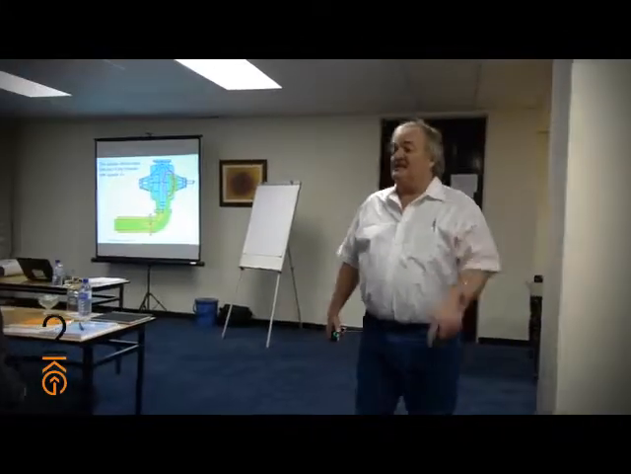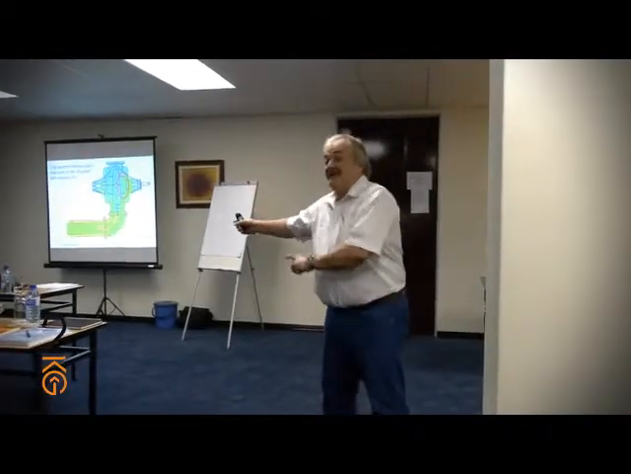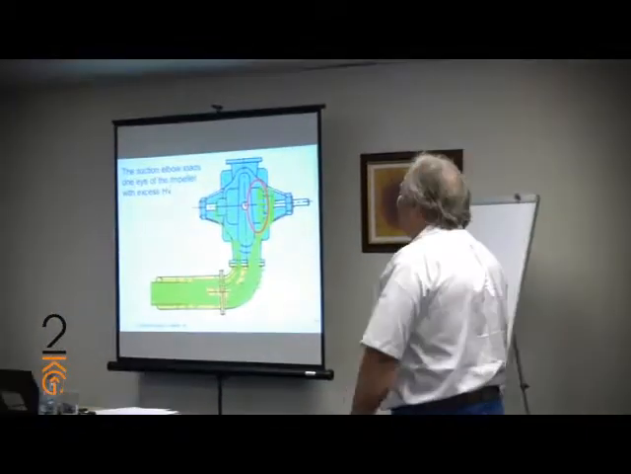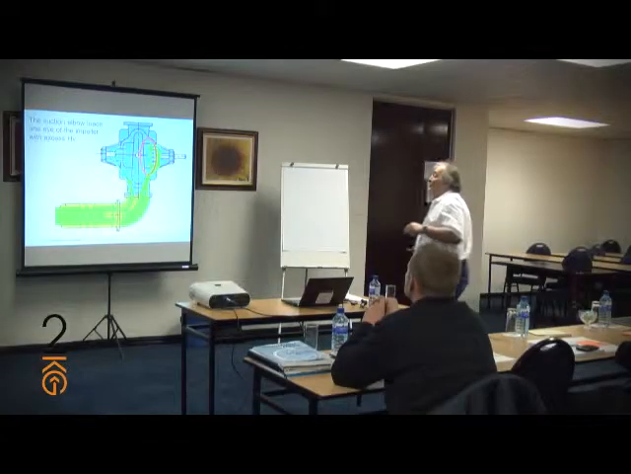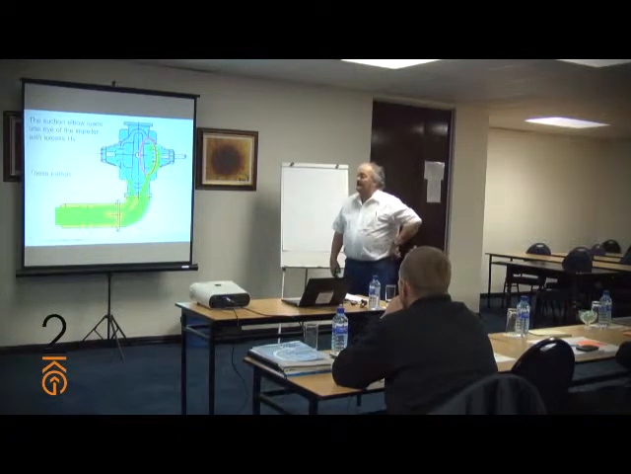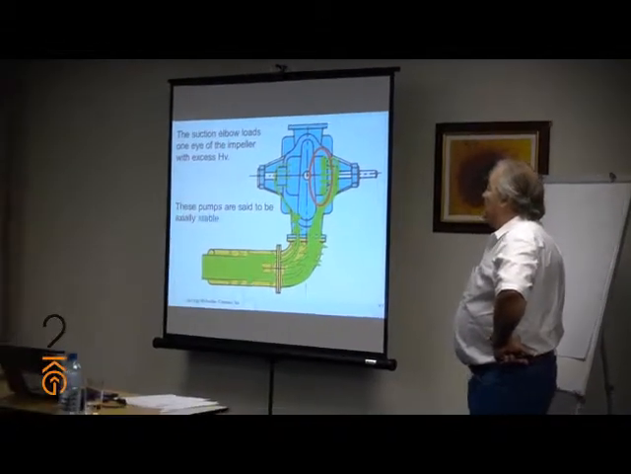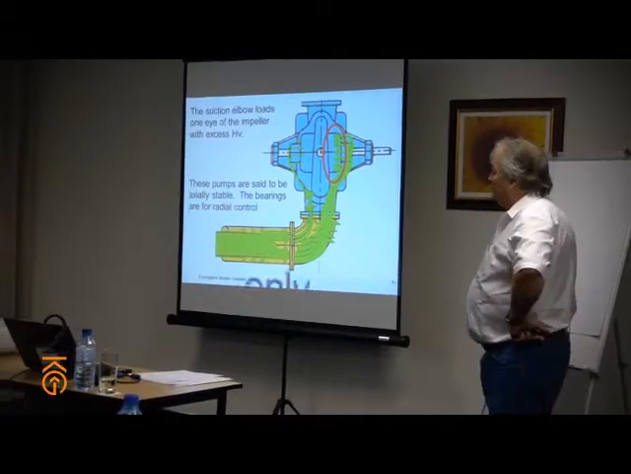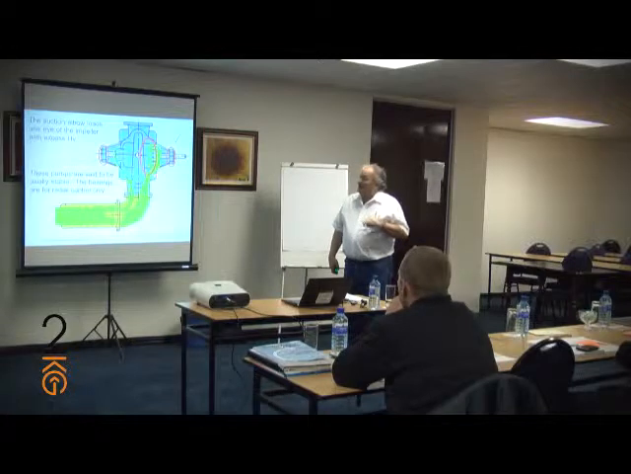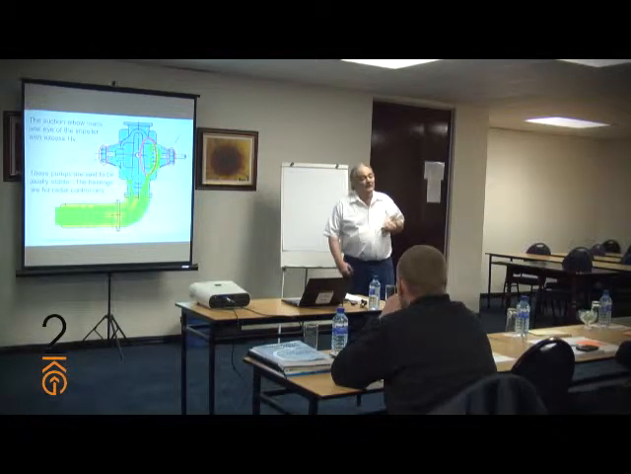If I walk into this wall and bump this wall like that, I hit the wall with a certain amount of energy. But if I get back over there and I run into the wall, I'm going to hit the wall with more energy. And that's velocity head. Okay? So we're overloading one eye of the impeller with excess velocity head. Now these pumps are axially stable. The bearings here and here are for radial control only.